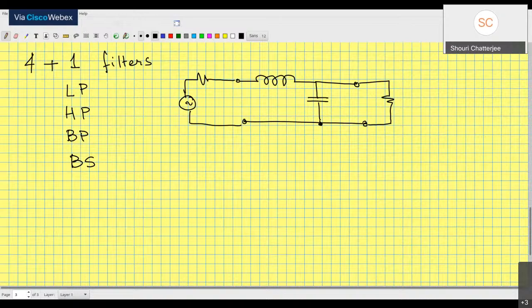So is the screen visible now? Yes, the screen is also visible and your voice is also audible. Okay, excellent. We can hear you.